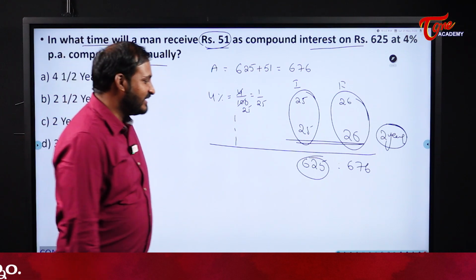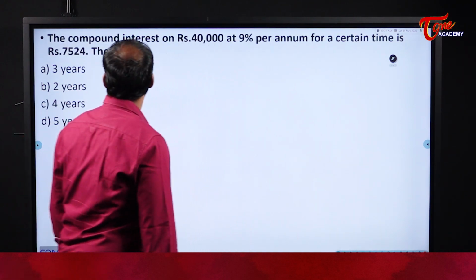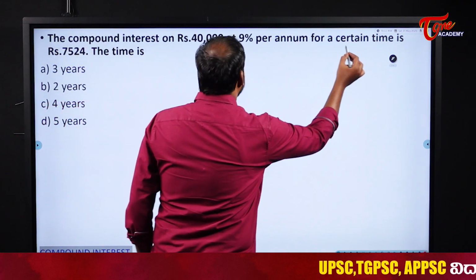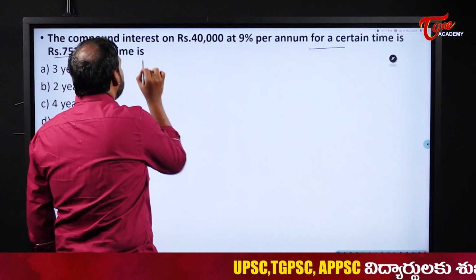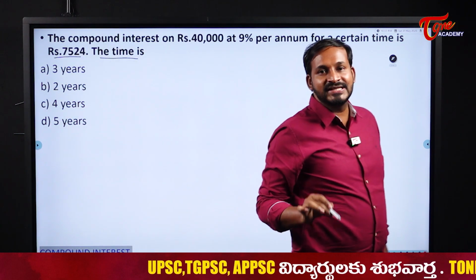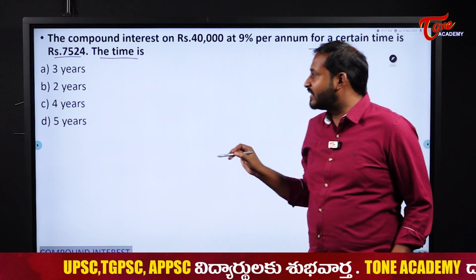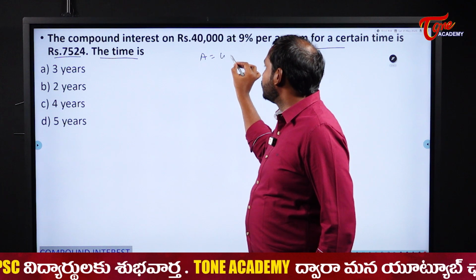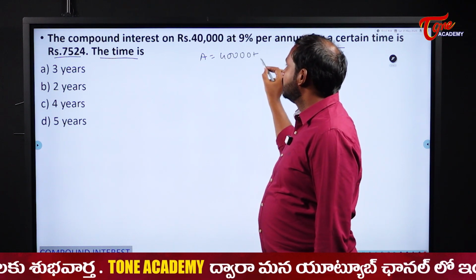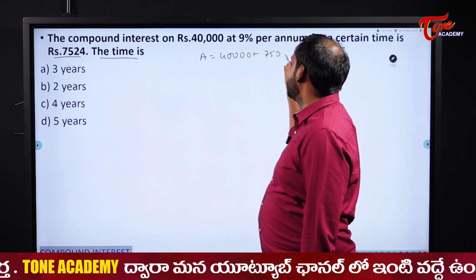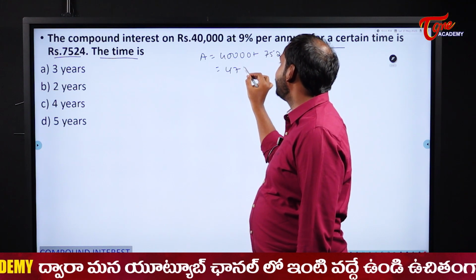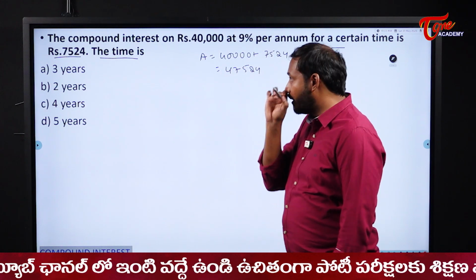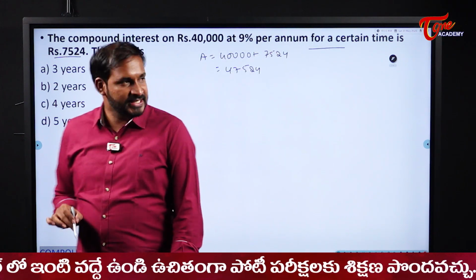Okay. Next one. Now see here, the compound interest on rupees 40,000 at 9% per annum for a certain time is 7524. The time is. They have given us the compound interest here. So first of all, tell me what will be my amount here? 40,000 plus 7,524. It will become 47,524. Okay, good, superb.